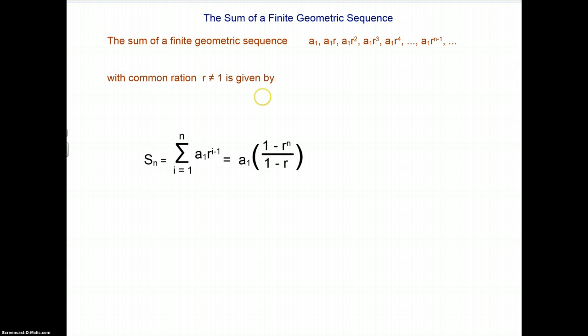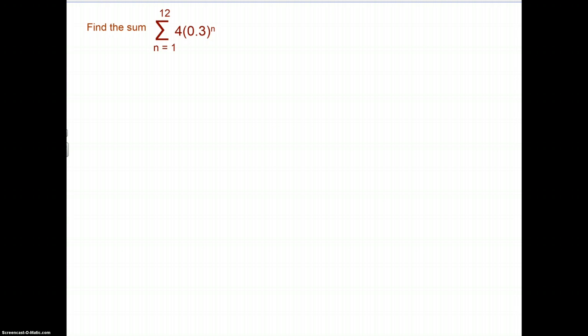Okay, so now we're going to look at what it takes to add up the sum of a finite geometric sequence. And the formula is right here. If you have a sum from 1 to n, so the first n terms of a sequence, it's going to be the sum of each of the terms. And that simplifies to this. This is the formula you need to remember. So let's give it a try.